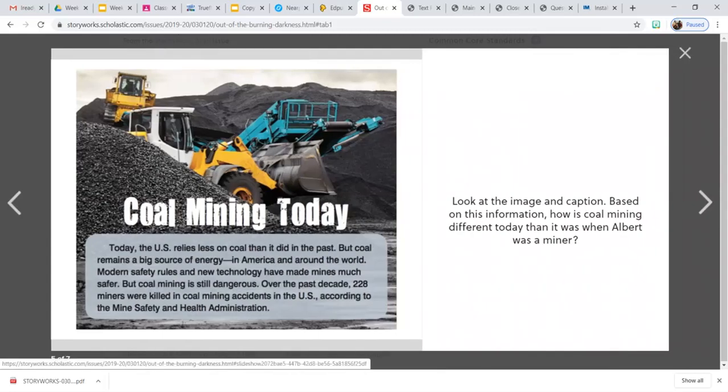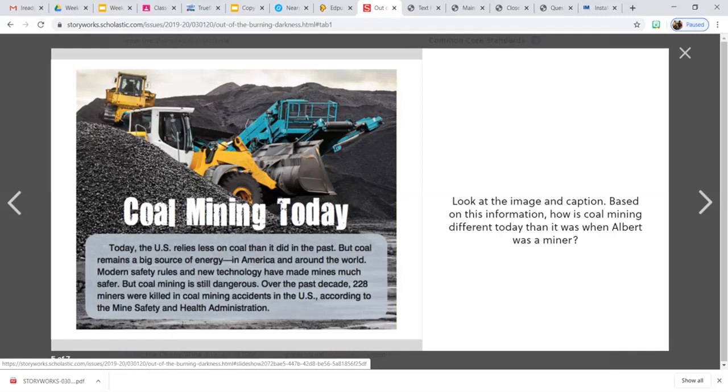The next text feature is an image with a caption, and you need to think about, based on the information, how is coal mining different today than it was when Albert was a miner? So the image is of a bulldozer, and the caption says, coal mining today.